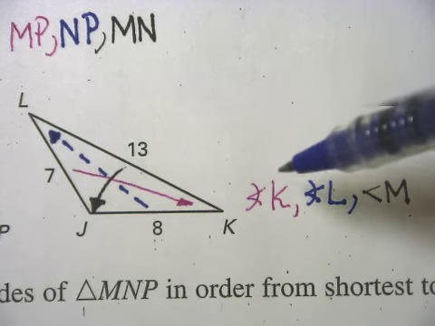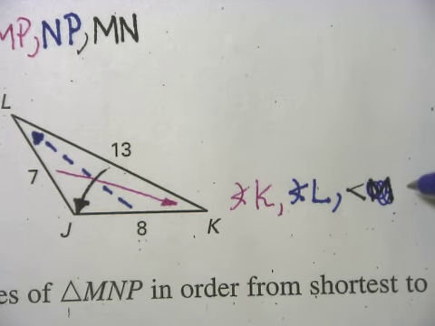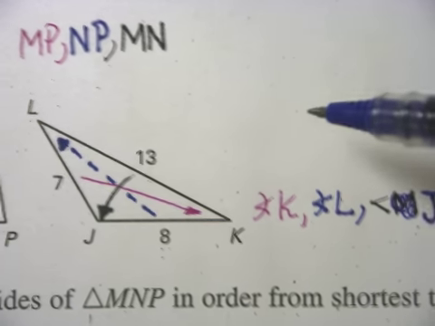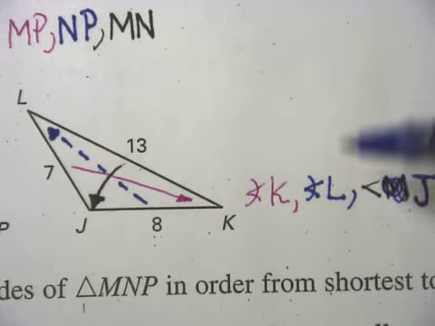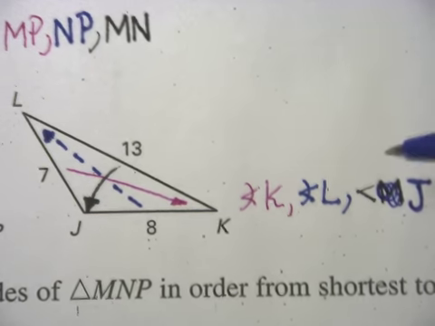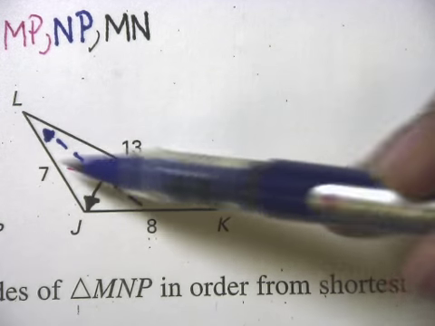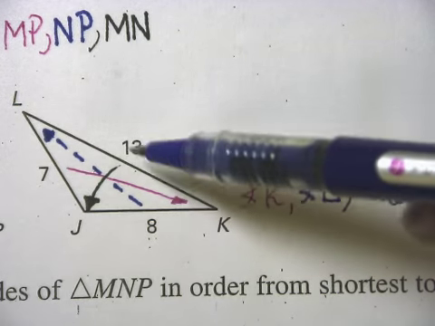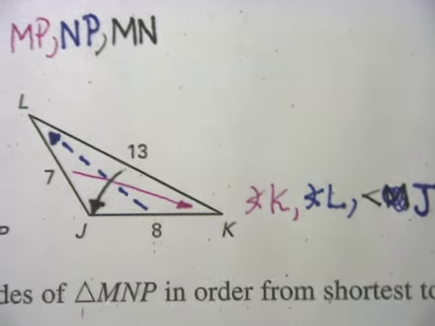So really, my letters here should be K, L. I don't know why I put M there. I'm sorry. That should be letter J. So my smallest angle is K. My next biggest angle is L. And then my largest angle is J, across from the biggest side. Smallest side across from smallest angle. Biggest side across from biggest angle.